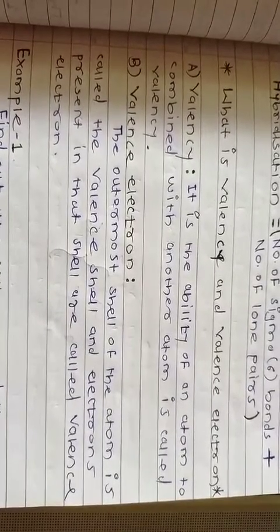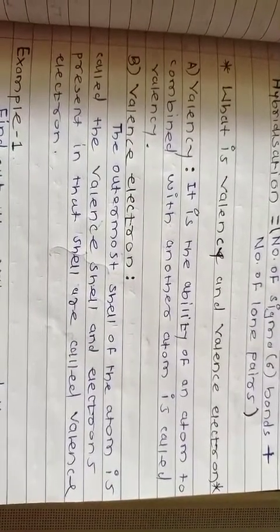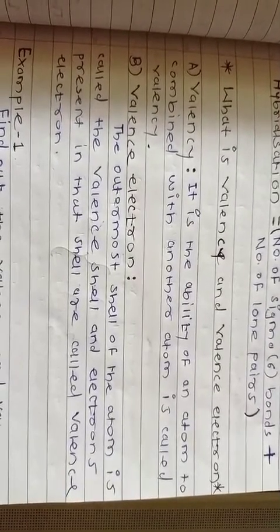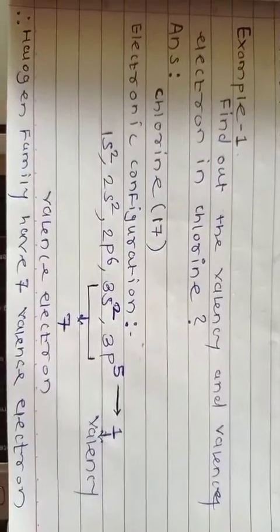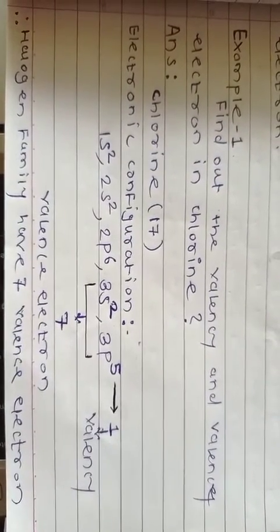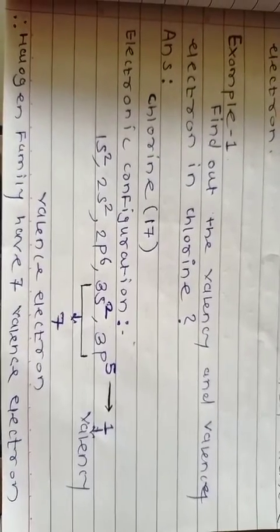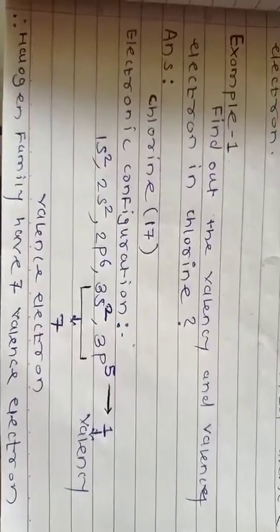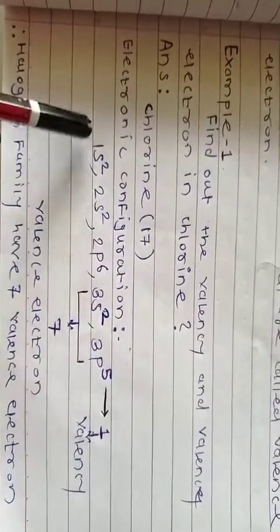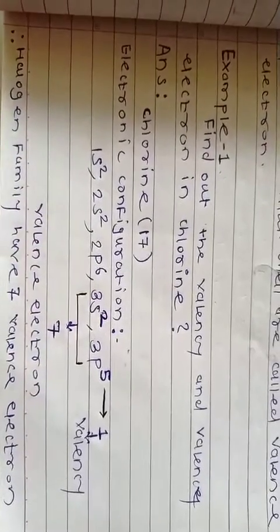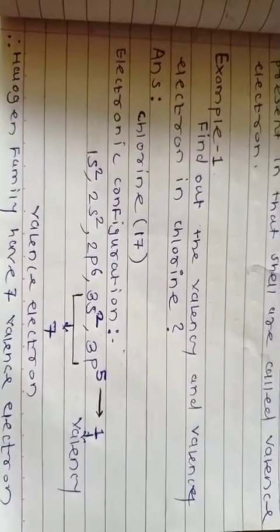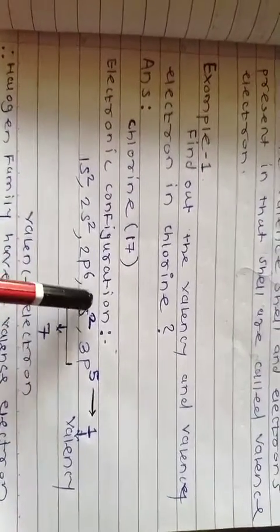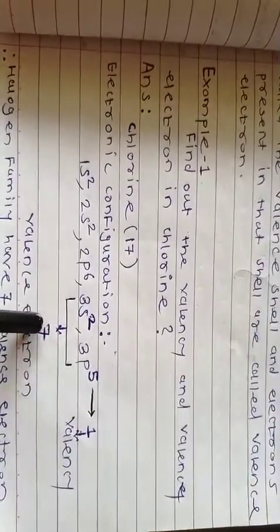We know carbon forms 4 covalent bonds with other atoms, and that is its valency. Therefore carbon has a valency of 4. So let's understand both topics, valence electrons and valency, using an example. Find out the valency and valence electrons in chlorine. We know chlorine has atomic number 17. Therefore the electronic configuration of chlorine is 1s2, 2s2, 2p6, 3s2 and 3p5. In the third shell there are a total of 7 electrons, 2 plus 5.